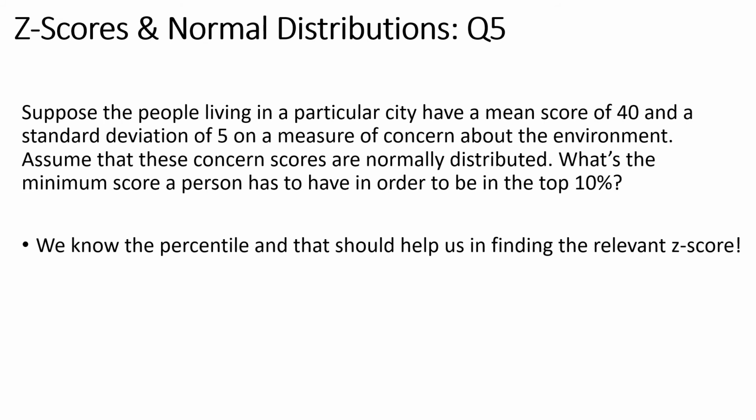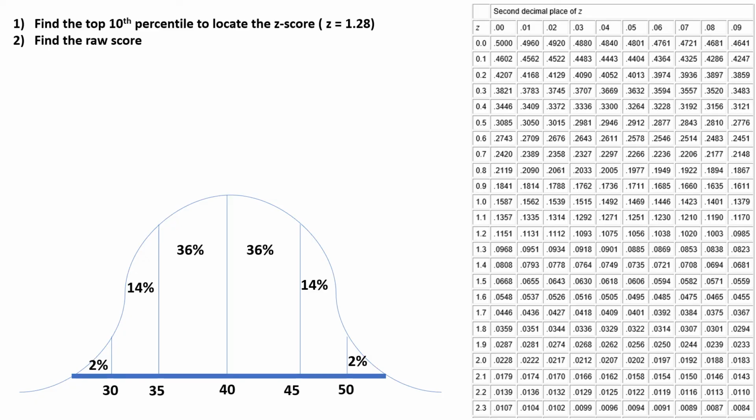10th percentile. So we know the percentile, obviously. We're not given a z-score or a raw score, but knowing the percentile should help us in finding that relevant z-score. So once again, we will need to go to our handy dandy table and find the top 10th percentile to locate the z-score, which I've already given you, unfortunately.